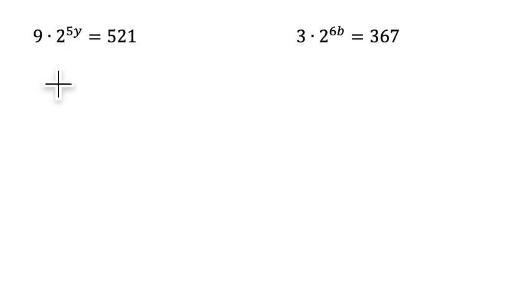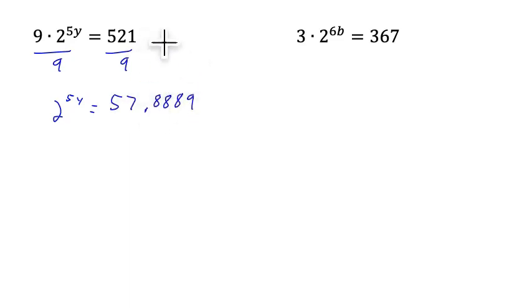Now the only difference here is that I need to do a little bit of algebra before I rewrite these equations using logarithms. So the first step here will be to divide both sides by 9. And when I do that on a calculator, I'll use lots of decimal places, and I get 57.8889, just dividing those two numbers. Now I'm ready to rewrite this equation using logarithms. So I have log base 2 of 57.8889, and that is equal to the exponent.